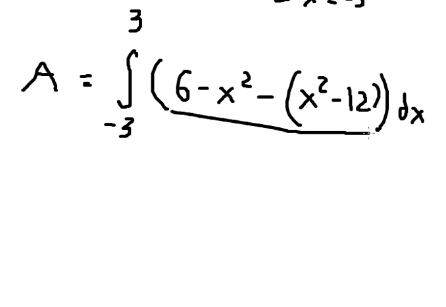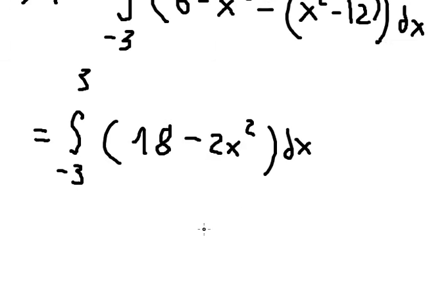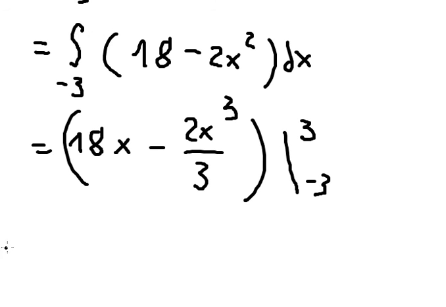Now we need to simplify this one. And we have 18 minus 2s squared. The integration of 18, we have 18s. And the next one, we have s to the power of number 3 over 3. And I will put the bounds from negative number 3 to positive number 3.